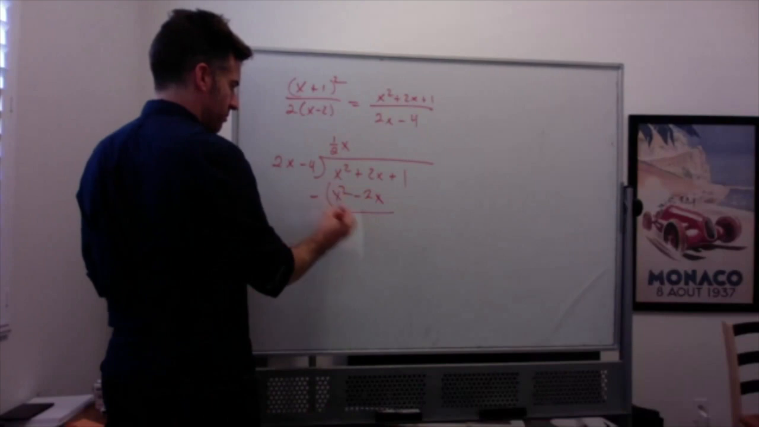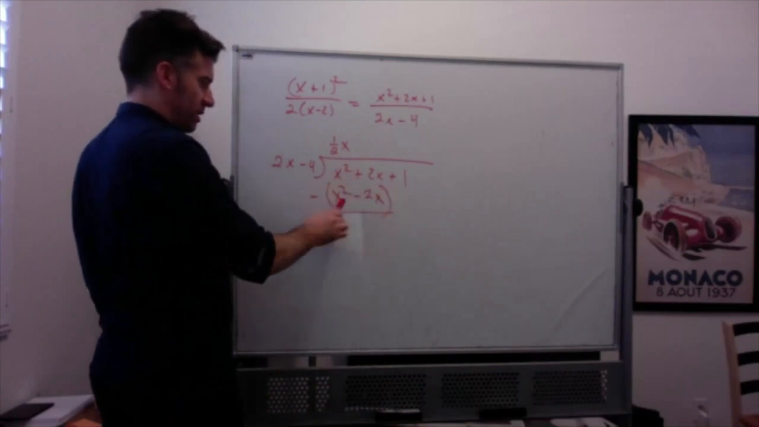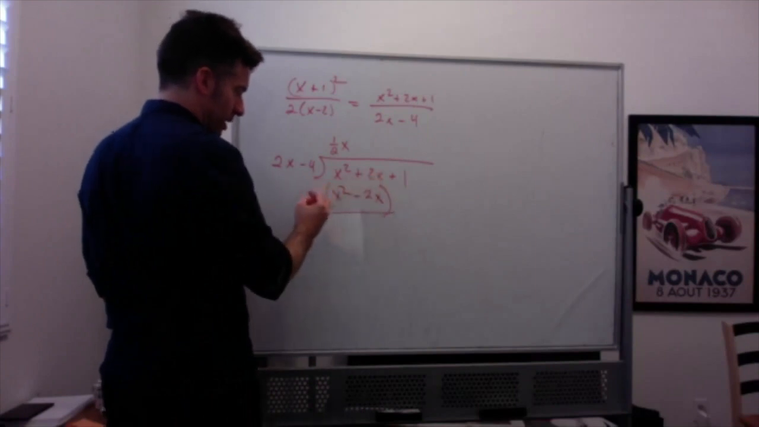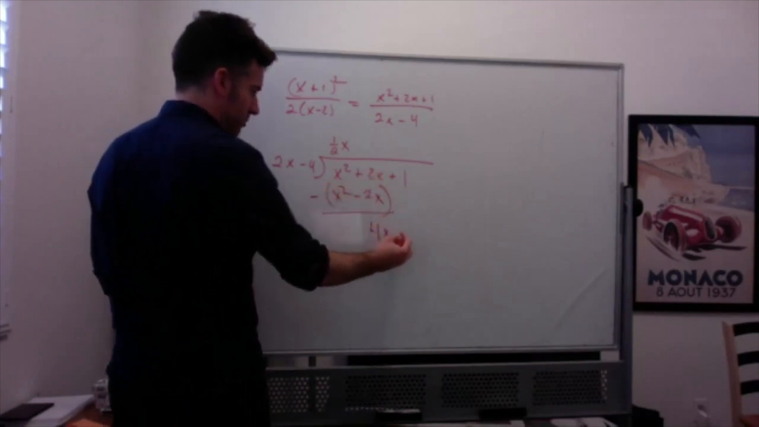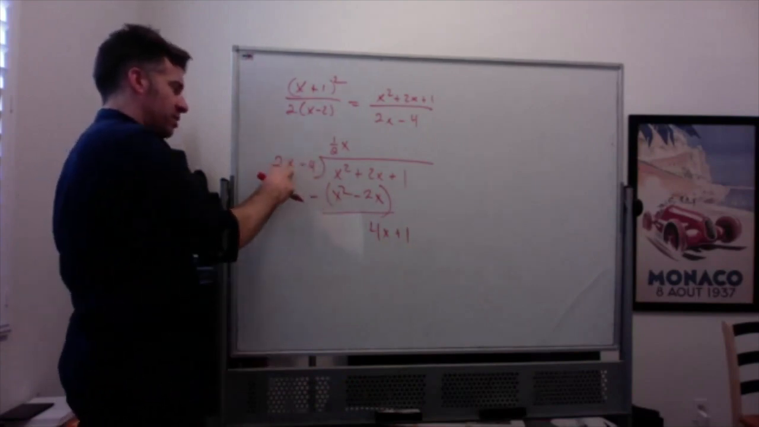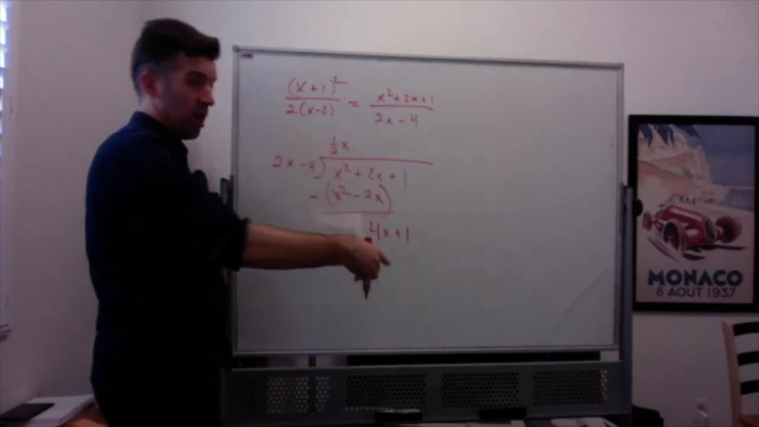Subtract. x squared minus x squared is 0. 2x minus minus 2x is 2x plus 2x, which is 4x. And then we repeat the process. What do you multiply by 2x to get 4x?